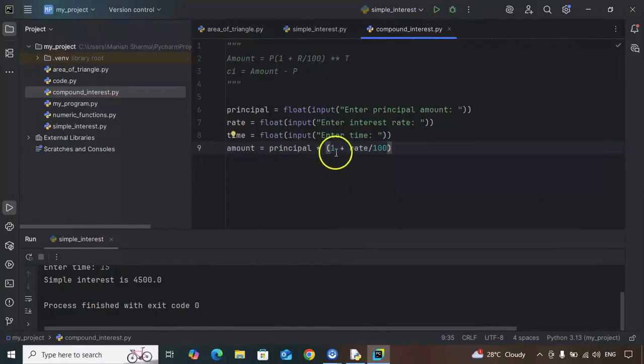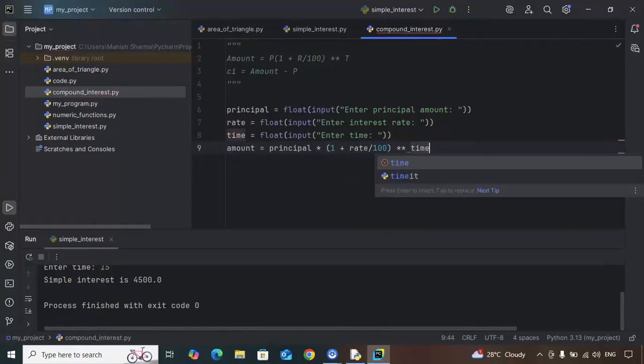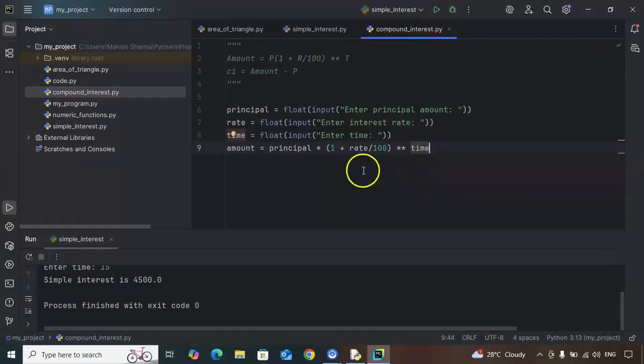Now, how do you do the power operation? Can we do power of time? Yes, I can do that. How will this expression work? First, it will calculate this, right? Because brackets have the most precedence. Then it will do the power operator with time, and then the output will be multiplied by principal. Okay. Yes or no?